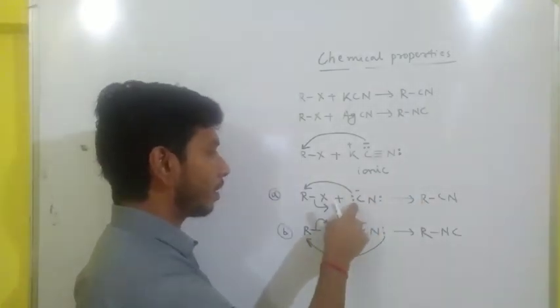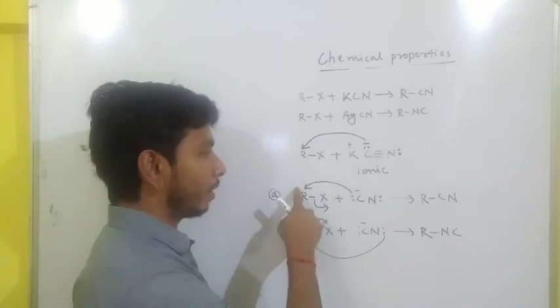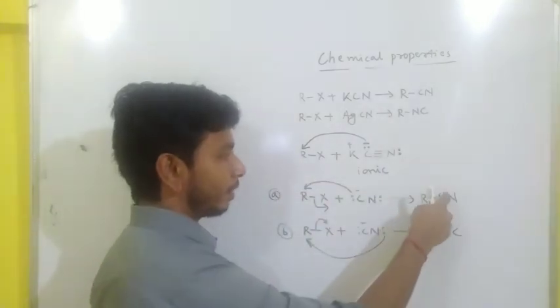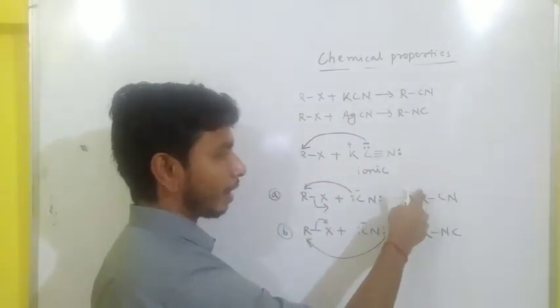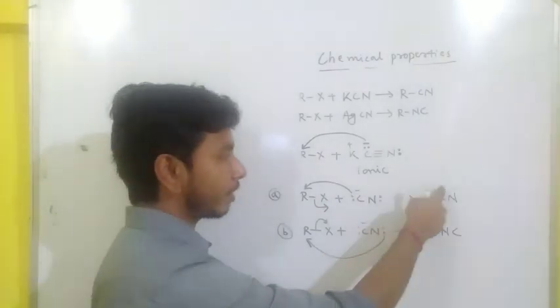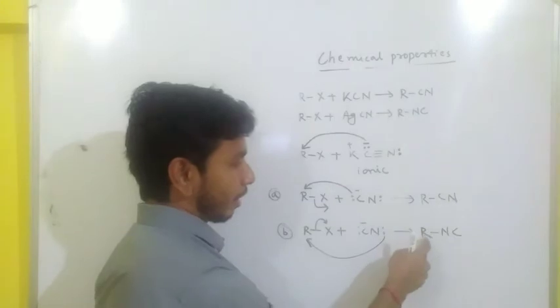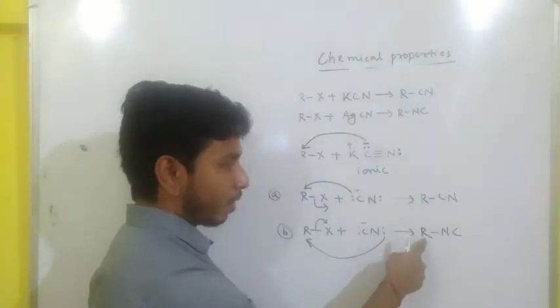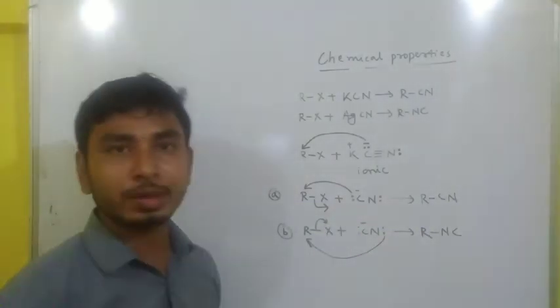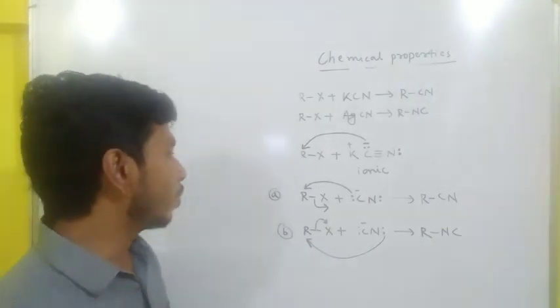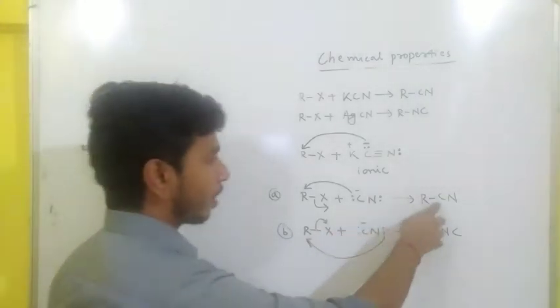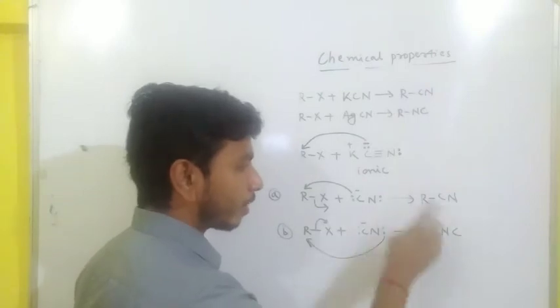So two possibilities. When the carbon attacks the alkyl group, bonding takes place between carbon and alkyl. The alkyl group is nothing but carbon, so a carbon-carbon bond is formed. But if nitrogen attacks, a carbon-nitrogen bond is formed. So one is a carbon-carbon bond, the other is a carbon-nitrogen bond.